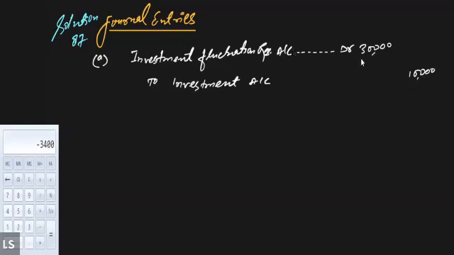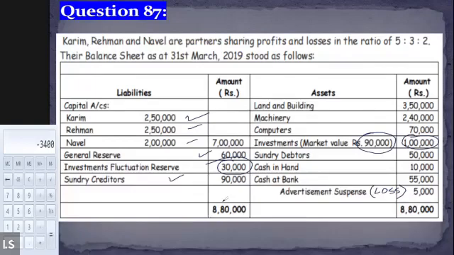Such a loss can be easily compensated from the investment fluctuation reserve, since we have a sufficient amount of reserve in our balance sheet. Now the question arises, what about the remaining investment fluctuation reserve? What are we going to do with it? We will be distributing it among the partners in the old PSR. Since there are three partners, the names of the partners are Kareem, Rahman and Neville.